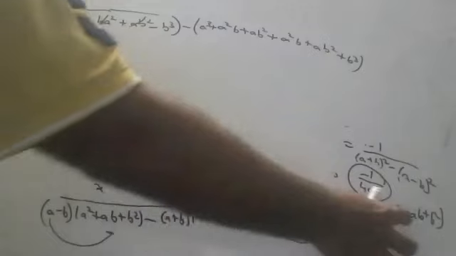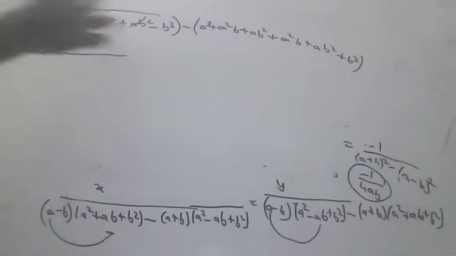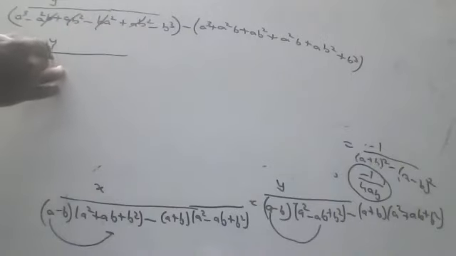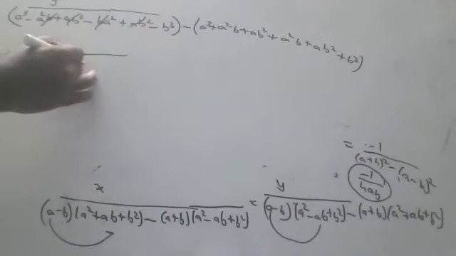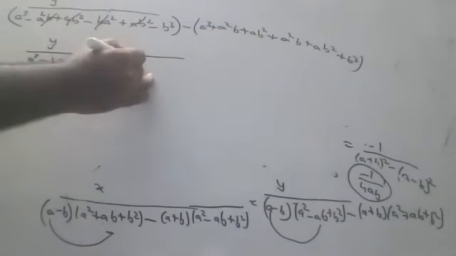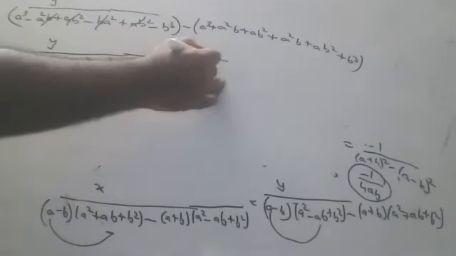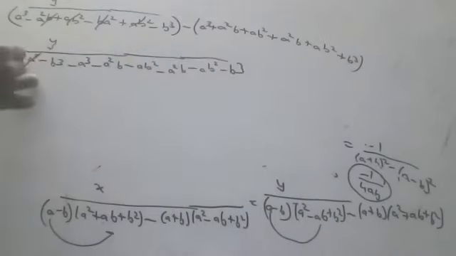Just check, all of you. Once check that I wrote both correctly, children. Because nothing is getting cancelled, it will be a big problem. Okay, children, here I'm writing a cube minus b cube. Here, minus a cube minus a square b minus ab square minus a square b minus ab square minus b cube.